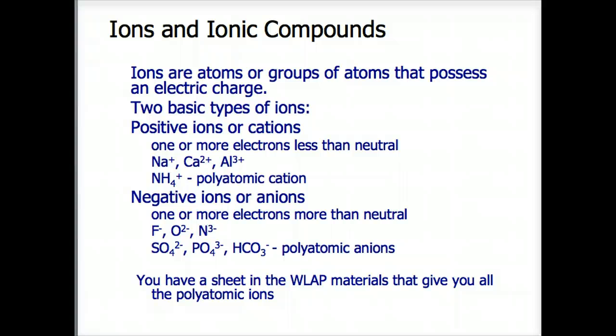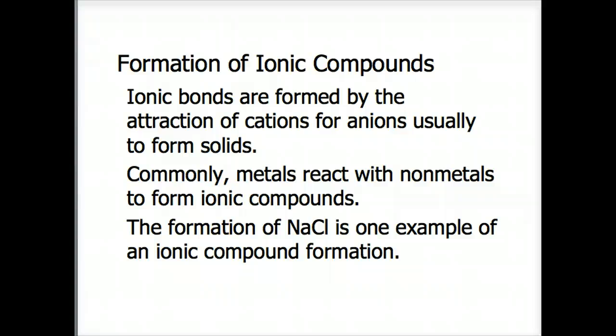Again, there's a sheet of ions in the materials that you were given for you to refer to when writing these compounds. Ionic bonds are formed by the attraction of the cation and the anion for each other. The metal reacts with the nonmetal to form the compound, such as sodium chloride.